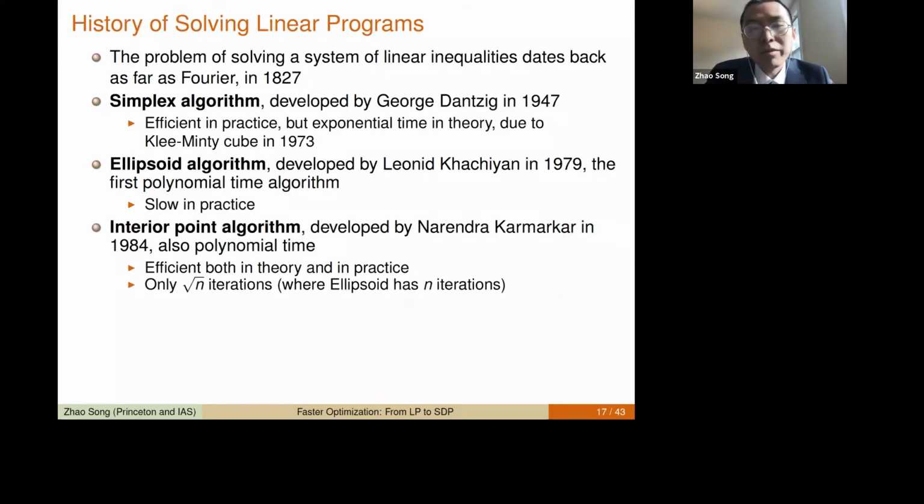One very important advantage of the interior point method compared to the ellipsoid method is that the interior point method only takes root n iterations, while the ellipsoid method takes n iterations. And therefore most of the follow-up work trying to improve the running time of linear programming is mainly built on the interior point method.